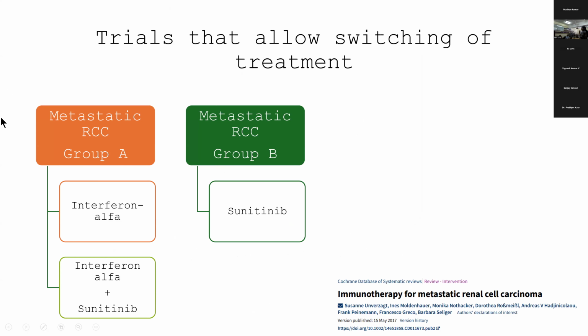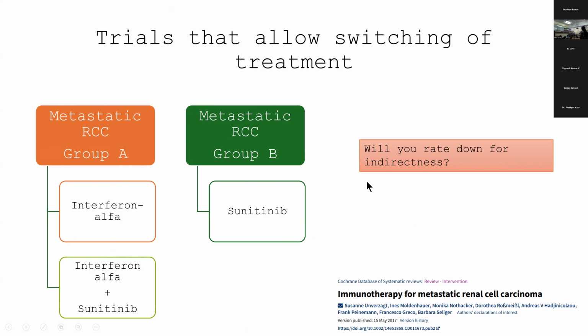Okay, there's one more problem with intervention population difference. What if the trial actually allows you to switch the treatment? For example, in malignancies like metastatic RCC, you have a group A, you want to compare interferon alpha with sunitinib. Now, interferon alpha didn't work, so the doctors have added sunitinib to this arm also. So will you downgrade this for indirectness?